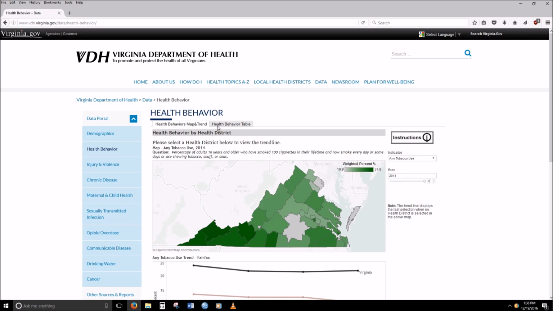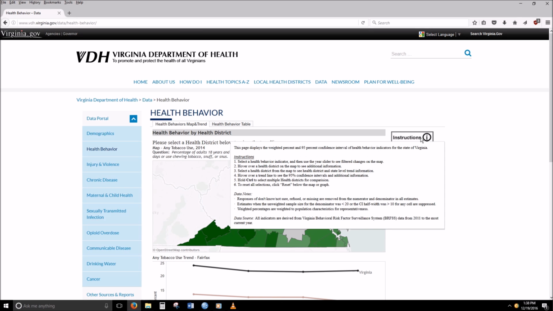Beneath instructions, you see that the default indicator selected is any tobacco use, and the default year is 2014. To the left and above the map, you can learn more about the specific indicator. For this example, the weighted percentages represent the number of adults 18 years and older who have smoked 100 cigarettes in their lifetime and who now continue to smoke or use smokeless tobacco products. But where did the data come from?